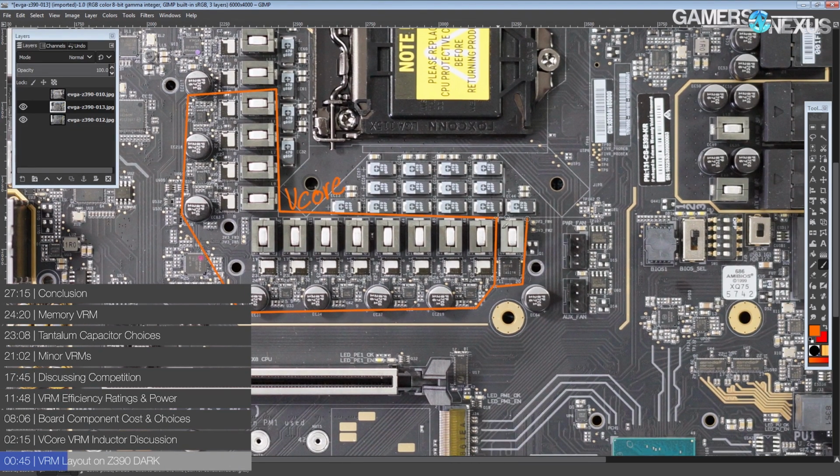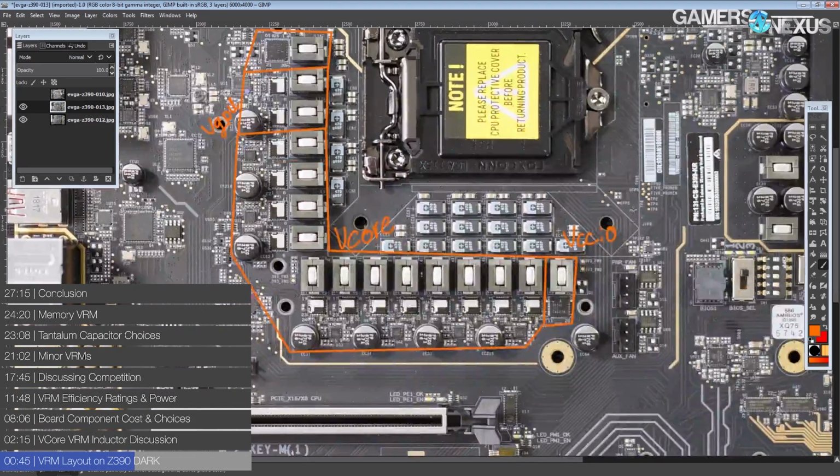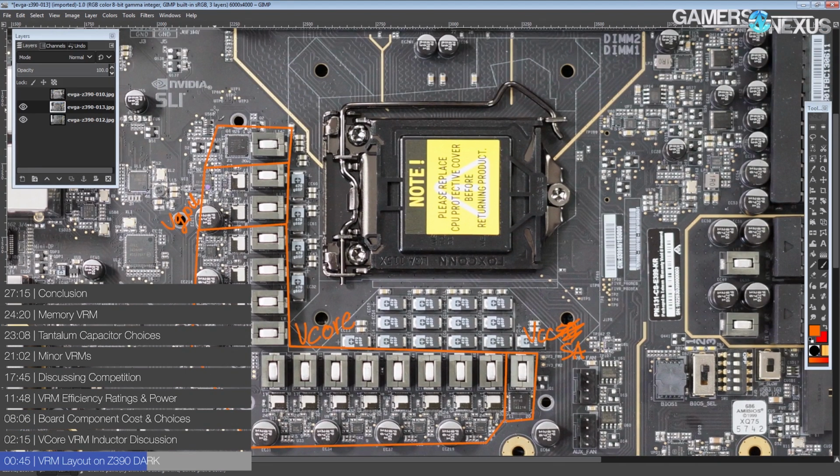Then over here, we have one phase of VCCIO. So that's our VCCIO over there. Then up here we have iGPU power, which is kind of an interesting inclusion because the FTW from EVGA, as far as I'm aware, does not actually have an iGPU VRM at all. So if you want to run your iGPU, this board can, the FTW can't. And I did this mistake twice. That's SA. Sorry, that's system agent down there. This is VCCIO. I don't know why I keep mixing that up.